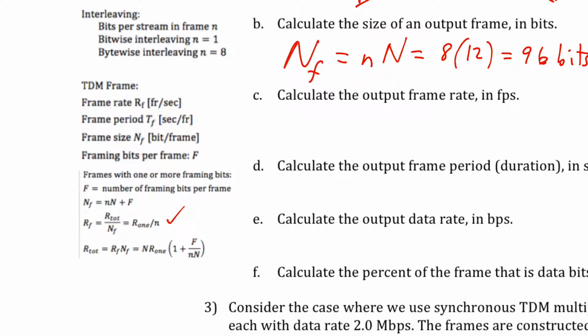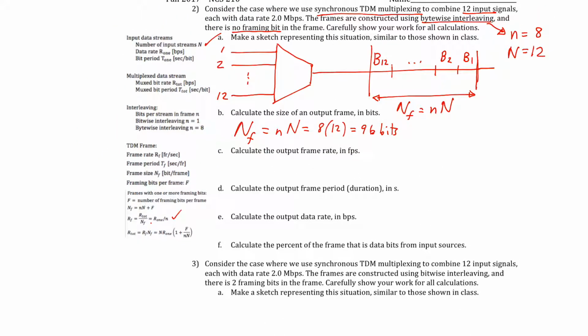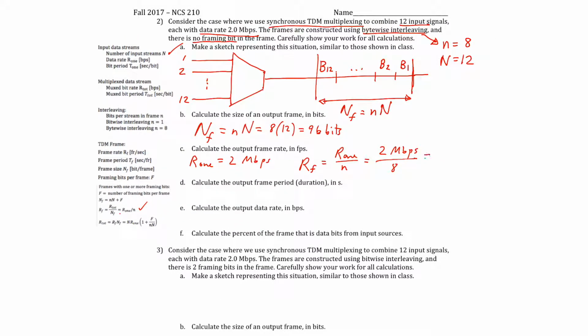If we want to calculate the output frame rate, we can do that by using this equation, which says that the output frame rate, RF, is equal to the bit rate of one of the input signals, R1, divided by little n. And here we have R1 is equal to 2 megabits per second. Those are the 12 input signals, each having a data rate of 2 megabits per second. So that's R1, and so our frame rate, using that equation, is R1 over n, which is 2 megabits per second divided by 8, or 1/4 of a megabit per second, or 0.25 megabit per second, or 250.